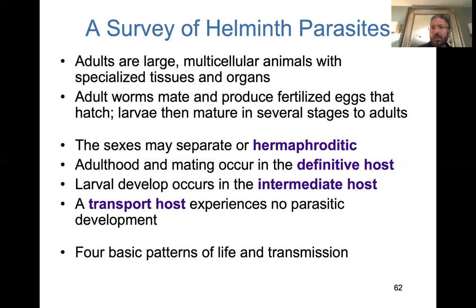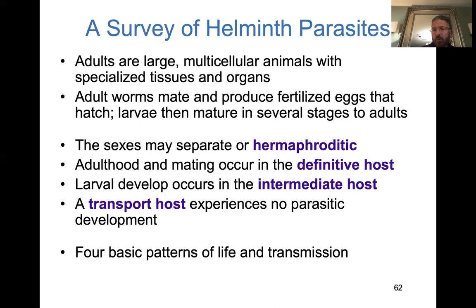All right, so the definitive hosts are going to be shedding off whatever it is, and they're going to pick up eggs or larvae they develop in the intermediate host. The intermediate host excretes them. We pick them up, and now we become the definitive host. Right? If it's a transport host, it experiences no parasitic development.